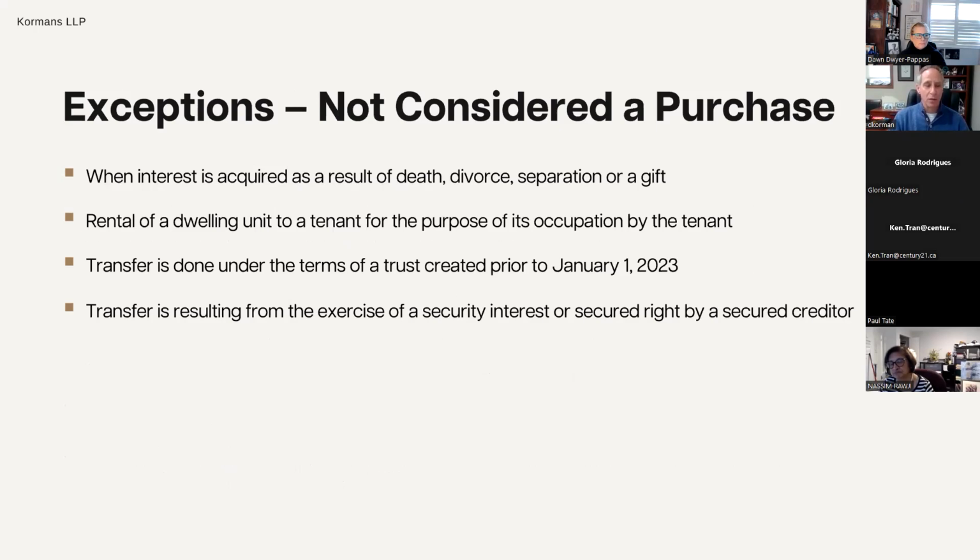If there's a rental of a dwelling unit to a tenant for the purpose of his occupation, like, that's not a purchase, that's a rental transaction. If it's a transfer done under the terms of a trust that was created prior to January 1, there might be an exemption. Okay, if it was legitimately created prior, not a trust that we're going to create today that we're going to backdate to a date prior to January 1. Okay, because again, they're looking for loopholes, they're looking for people trying to scheme and get around that. And you'll see why that's so important in a minute.